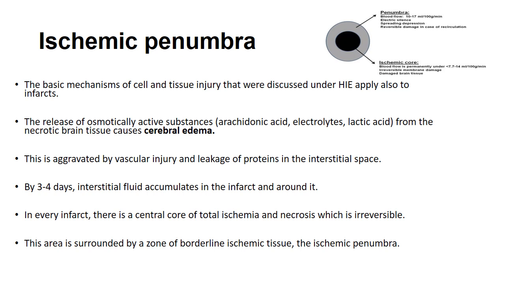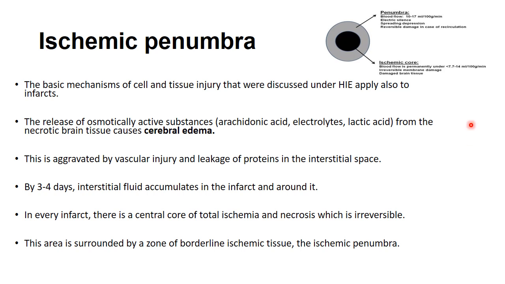Now what is an ischemic penumbra? The basic mechanism of cell and tissue injury that we discussed in hypoxic ischemic encephalopathy may also apply to infarcts. The release of osmotically active substances like arachidonic acid, electrolytes and lactic acid may be responsible for what is called cerebral edema. This is aggravated by vascular injury and leakage of proteins into the interstitial space, resulting in what is called interstitial edema. So by 3 to 4 days, interstitial fluid accumulates in the infarct and also around it.